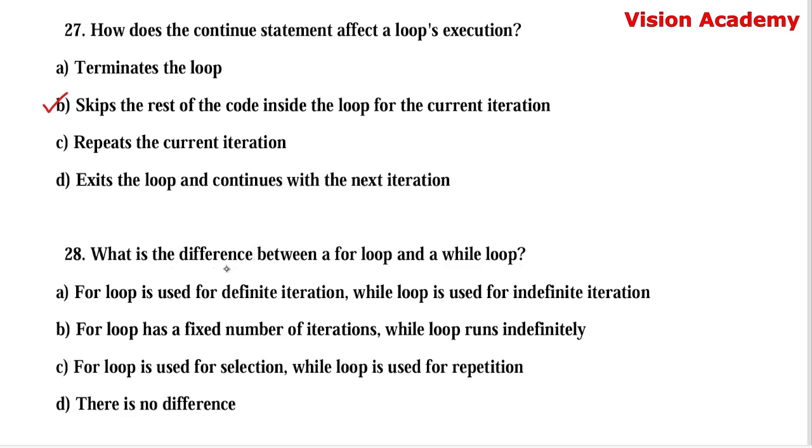Question number 28. What is the difference between a for loop and a while loop? Option A, for loop is used for definite iteration while while loop is used for indefinite iteration. Option B, for loop has a fixed number of iterations while while loop runs indefinitely. C, for loop is used for selection while while loop is used for repetition. D, there is no difference. Here, the right answer is option A, for loop is used for definite iteration while while loop is used for indefinite iteration.